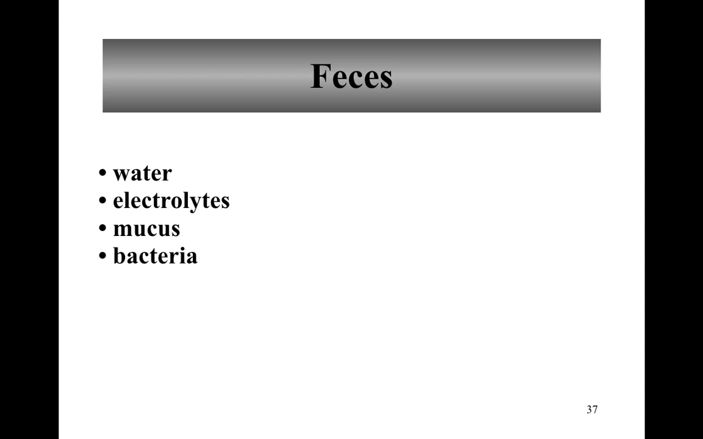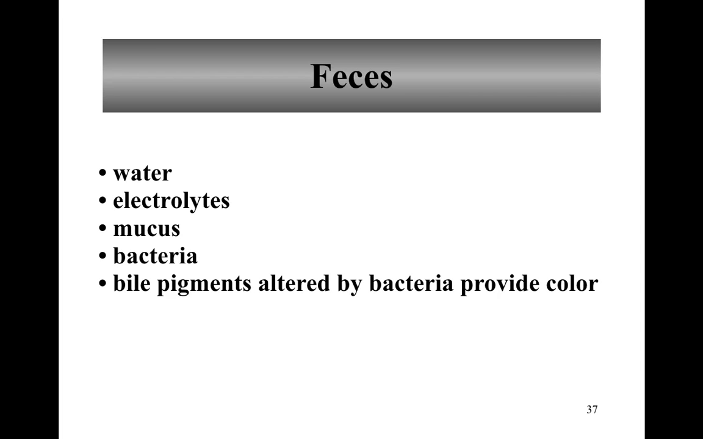As far as the feces go, there's mostly water, some electrolytes, some mucus, some bacteria. The color is the result of the bile pigments being broken down by the bacteria that live in the large intestine, converting it from that green color to a more brown color.